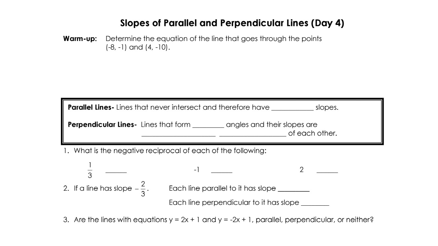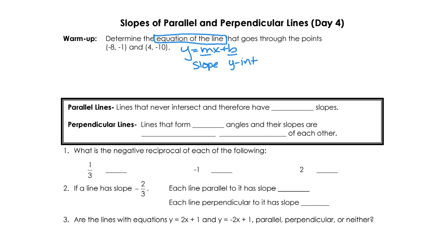So in our warm-up, we have to determine the equation of a line that goes through the points (-8, -1) and (4, -10). And since they said equation of a line, don't forget that's the form y = mx + b. We need to know the m and the b. We need to know the slope and the y-intercept.